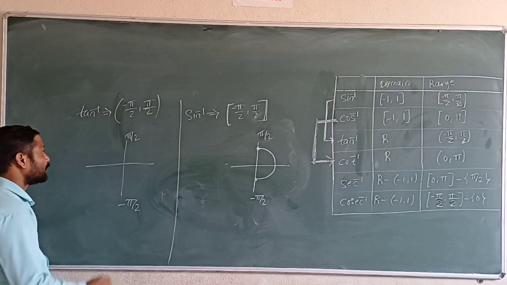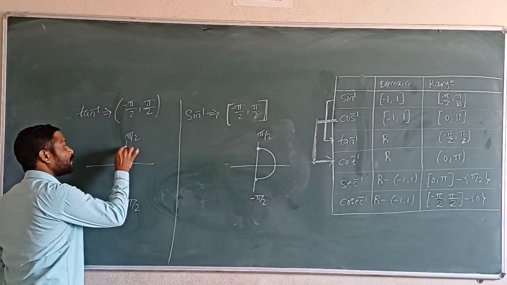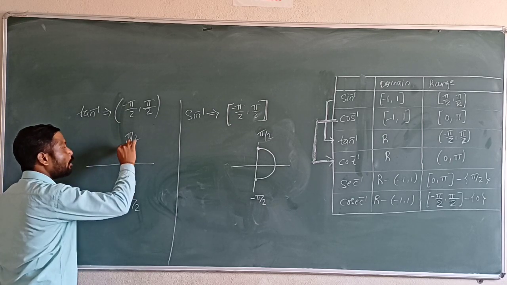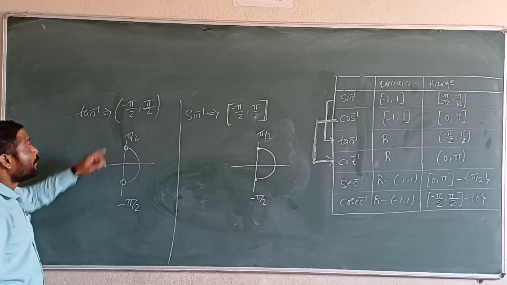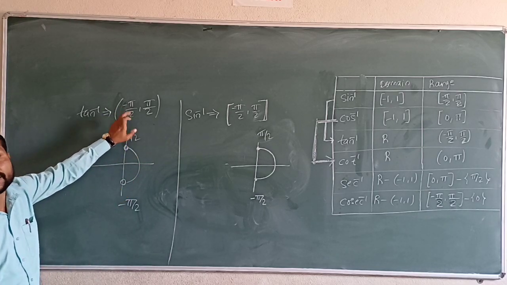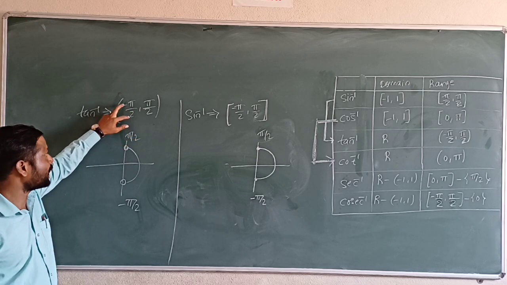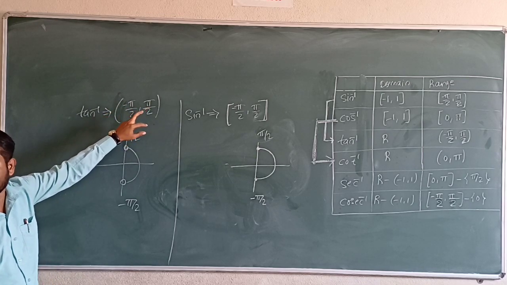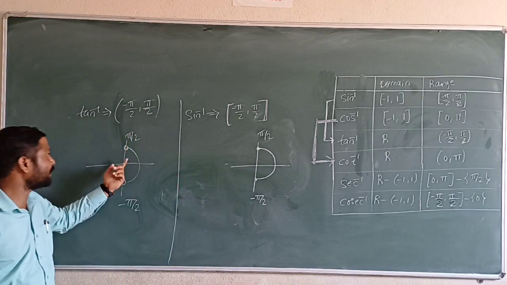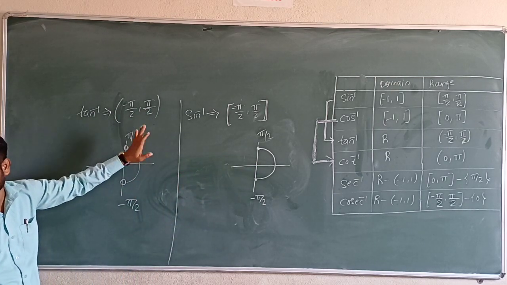So when it is an open interval, what should we take? Don't take a dot, take a nod here. Nod means it went up to 89 degrees, but 90 is not considered, correct? That is an open interval, minus pi by 2 to plus pi by 2. Dot means the values are considered, nod means those values are not considered, right?